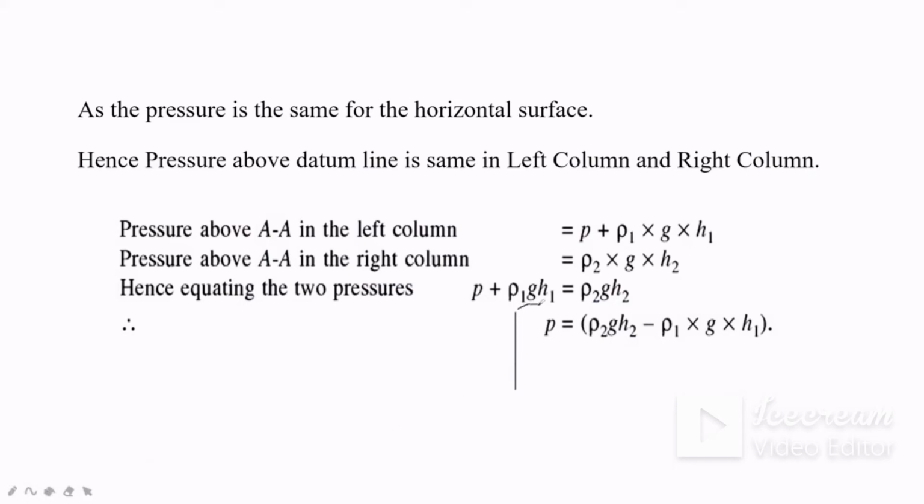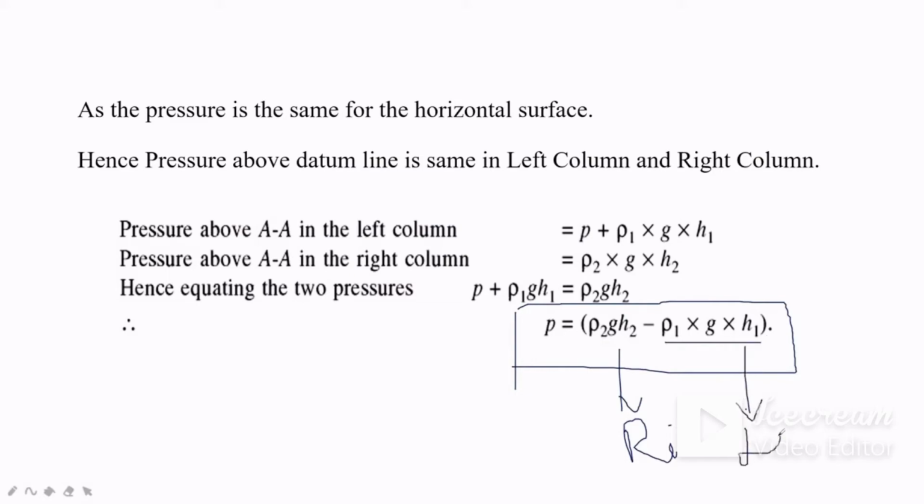Whenever a question on gauge pressure comes for the U-tube manometer, you should remember this formula. If they ask you to find the gauge pressure in the system, this is your formula: P is equal to rho 2 G H2 minus rho 1 G H1, where rho 2 and H2 are the properties of the fluid in the right column, and rho 1 and H1 are the properties of the left column.